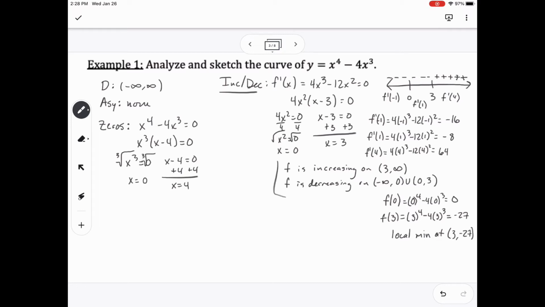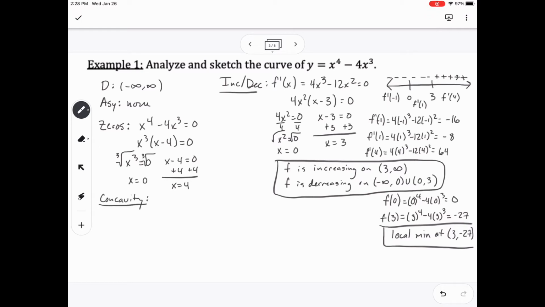Now I want to move on to the second derivative and look at concavity. I take my first derivative and then take the second derivative of that. That gets me 12x squared minus 24x. I'm going to set that equal to 0 because that'll allow me to find any points of inflection that I need to reference. That allows me to see that x equals 0 again, and x equals 2 here.